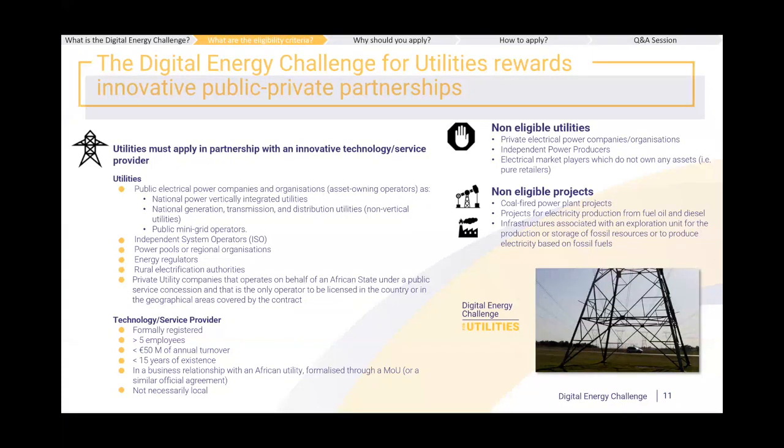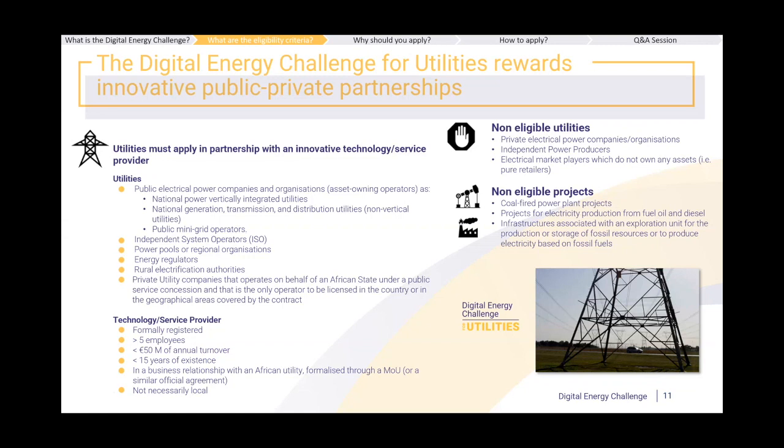Looking at independent system operators, power pools, energy regulators, rural electrification authorities, and even private companies, but only in the case where they're operating a public service on behalf of a public entity in the context of a service concession. So a private operator of a network located in Africa, that has as customer the public entity, can be eligible.